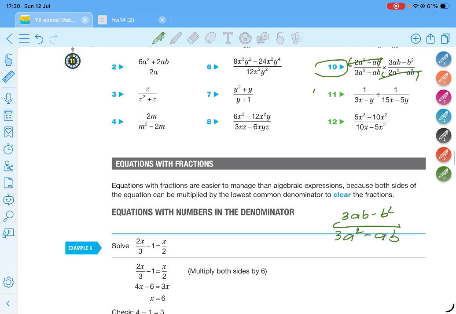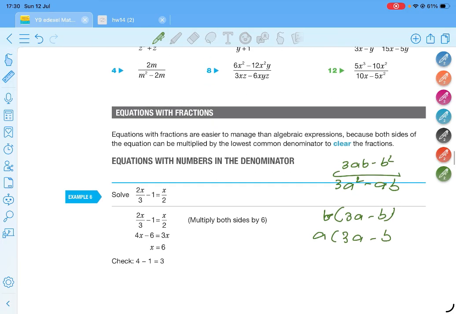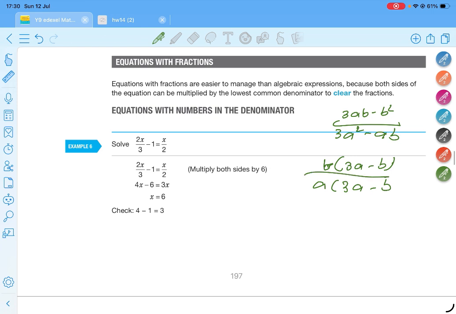Minus ab. Now you can take common things here, no? You can take b here, right? When you take b out, it is 3a minus b. When you take a out, it is 3a minus b. Am I right? Yes, no? Here to here, 3ab, here to here, b to the power 2. Now you can divide these two parts, no? b over a.